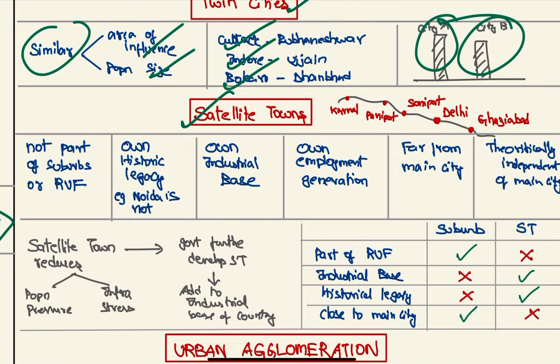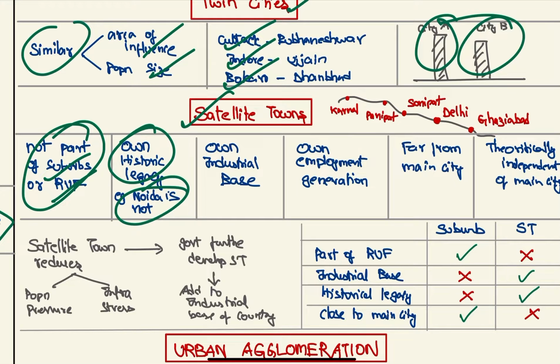Next, we have satellite towns. These are not part of the suburbs or RUF. They have their own historical legacy. For example, Noida is not a satellite town because it does not have any historical legacy. They have their own industrial base, so they have their own employment generation, and they are far from the main city. Theoretically, they are independent of the main city. For example, around Delhi, we have Sonipat, Panipat, Karnal, and Ghaziabad.